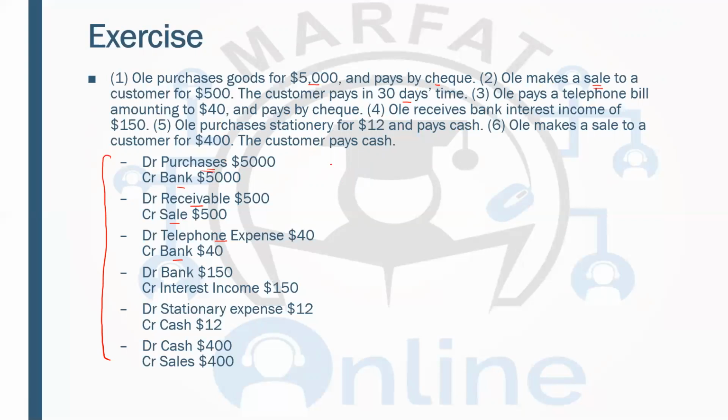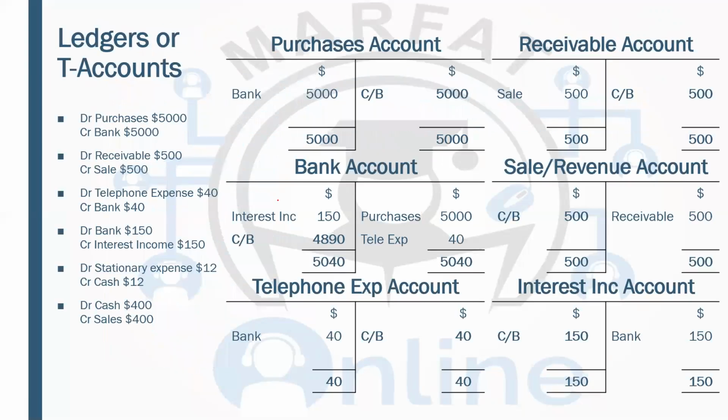Ollie receives bank interest of 150. Now we are receiving the interest in the bank, so bank account debit, and interest is actually an income, so income is credit. Ollie purchases stationery. Now stationery is an expense, so stationery expense debit, and we are paying cash for it, so cash account credit. Ollie makes a sale to the customer for 400, so sale account credit, and the customer pays in cash, so cash account debit. So these are the journal entries right in front of you. Now we also put that into the T accounts or the ledgers.